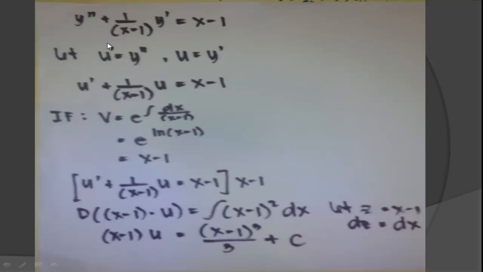It's just a matter of changing the variables by letting u prime be equal to your y double prime and u be equal to your y prime. Now, substituting this into the equation, you have your new equation: u prime plus 1 over x minus 1 u is equal to x minus 1. Now, this is just a linear differential equation, so we follow the instructions on how to solve linear differential equations.